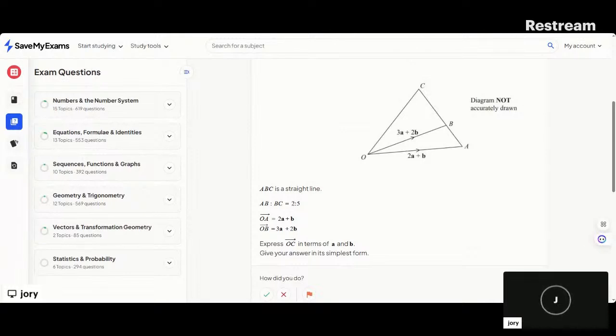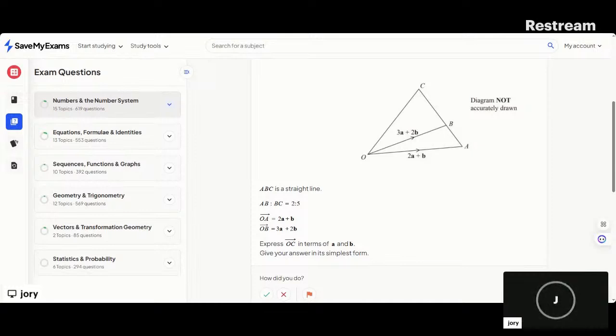Okay. So we'll draw that on my paper. And A, B, C, O. 2A plus B, 3A plus 2B. And then I want to find OC. AB to BC is 2 to 5. Okay, this is not that bad.